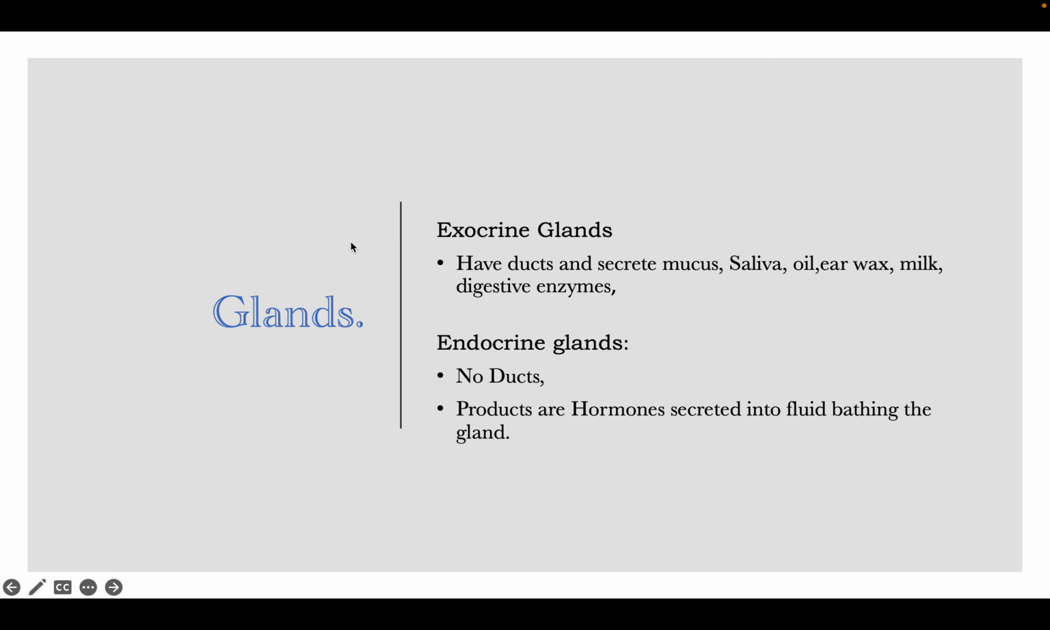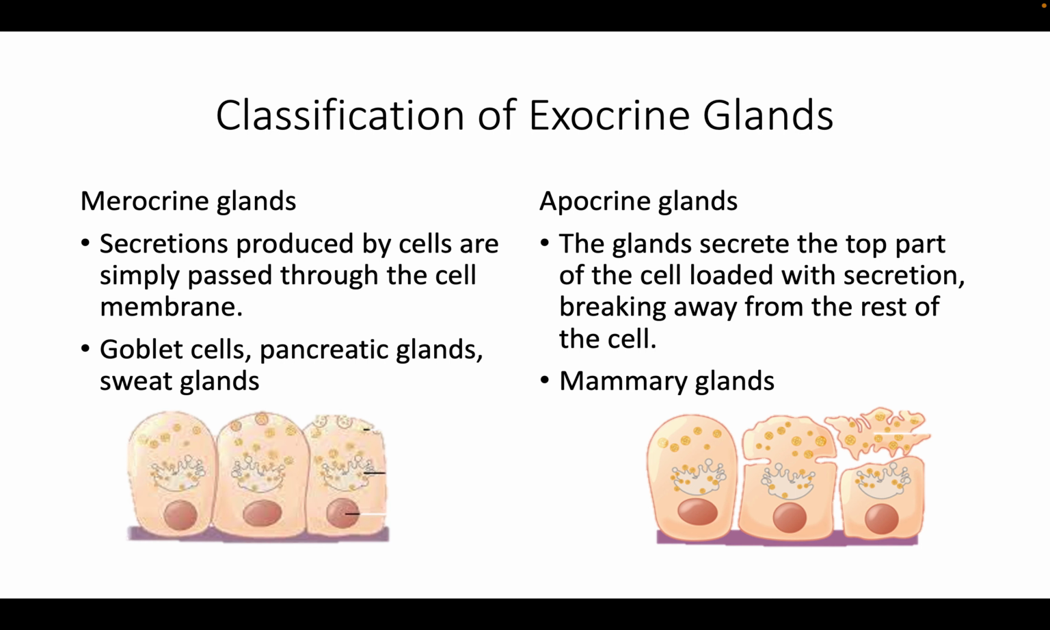I already said glands can be divided depending on whether they have ducts or not. When they have ducts, they are called exocrine, and when they have no ducts, they are called endocrine glands. Examples of exocrine glands are the salivary glands, the mammary glands, and the pancreas. Under the endocrine glands, we have a whole lot of different glands: the thymus, the pituitary, the adrenal glands, and so on. I believe I will make a separate video about that.